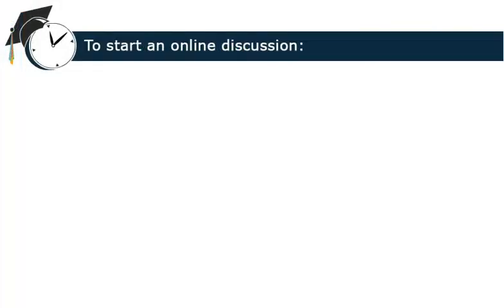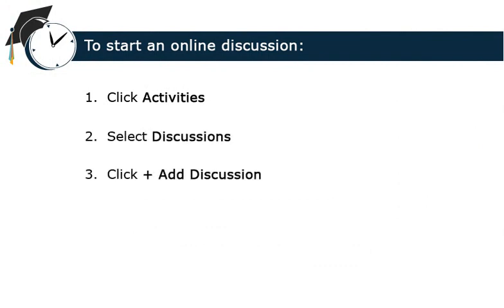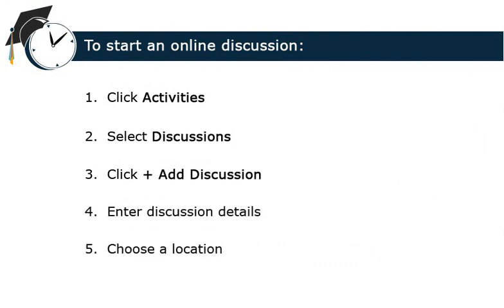Remember, to start an online discussion with your students in Unified Classroom, navigate to Class Pages and click Activities. Then select Discussions. Click Add Discussion and enter the discussion details. Then choose a page and block location to post the discussion for your students. Finally, click Save to save your changes.